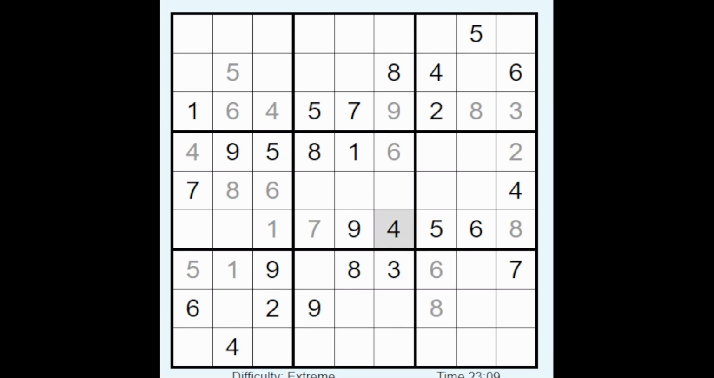I notice that this 4 and a 6 and this 4 and a 6 block these cells from being a 4 and a 6. So these two have to be a 4 and a 6. And therefore, given the 3 here, one of these two will have to be a 3.